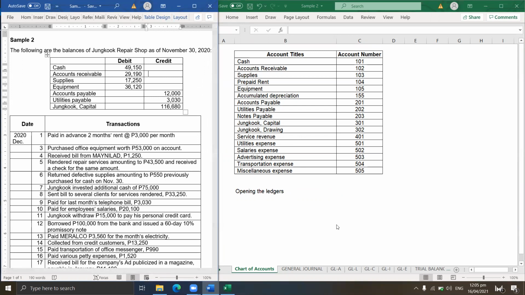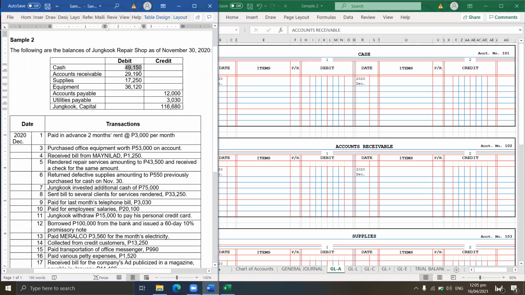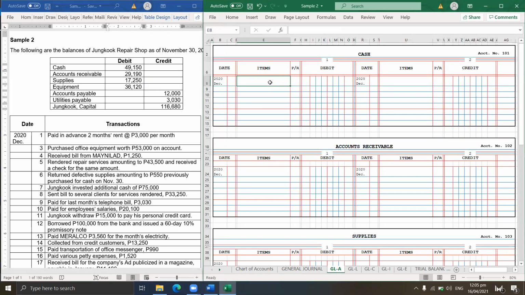That's what's going to happen, class. Just in case you have balances, before you journalize and post, you need to open the balances. So let's go to the first account with a balance as of November 30, which is cash. For the opening balance, we copy it. It is on the debit side, so in the ledger of cash, it should be written on the debit side.